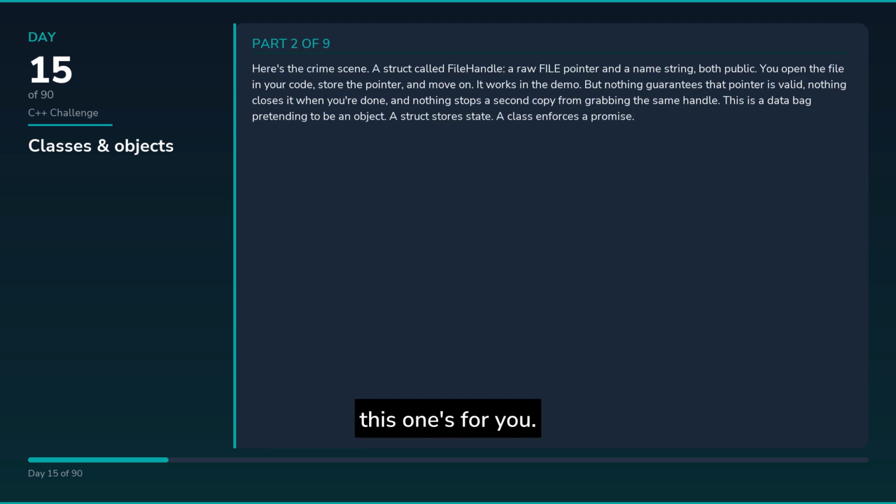Here's the crime scene. A struct called fileHandle, a raw file pointer and a name string, both public. You open the file in your code, store the pointer, and move on. It works in the demo. But nothing guarantees that pointer is valid, nothing closes it when you're done, and nothing stops a second copy from grabbing the same handle. This is a data bag pretending to be an object. A struct stores state. A class enforces a promise.